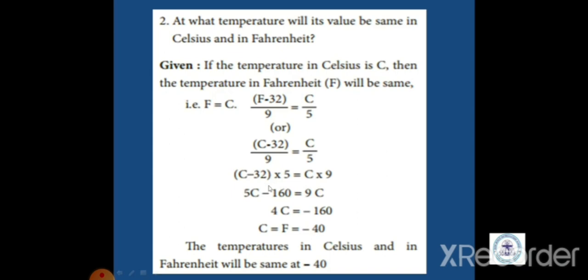When you multiply 32 into 5, you get the answer 160. By bringing like terms together, we get 5C minus 9C is equal to 160. So 5C minus 9C gives minus 4C, so 4C is equal to minus 160. When we cancel, we get C is equal to F is equal to minus 40. The temperature in Celsius and in Fahrenheit will be the same at minus 40.